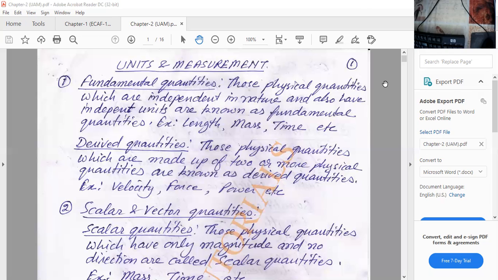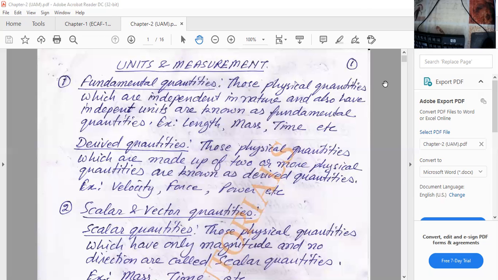Let us see, our first article is fundamental quantities and derived quantities. Students, we must be aware of the fundamental and derived quantities in physics. So what are fundamental quantities? In physics, there are many quantities which are independent in nature and have their independent units. Such quantities are known as fundamental quantities. These are length, mass, time, etc.